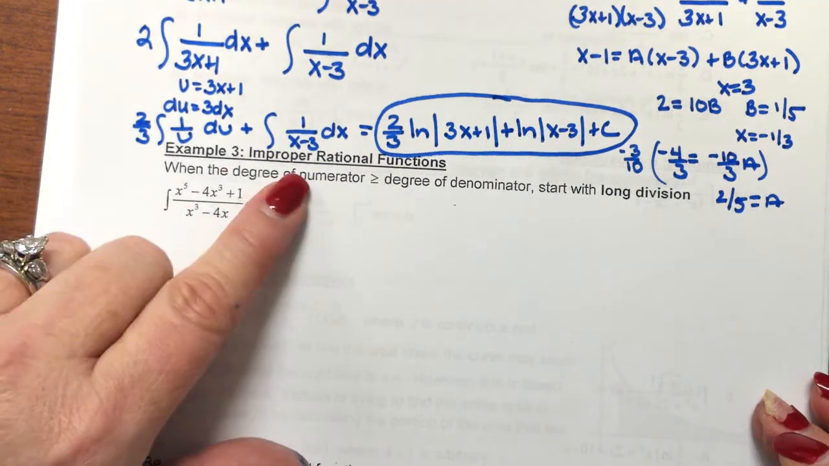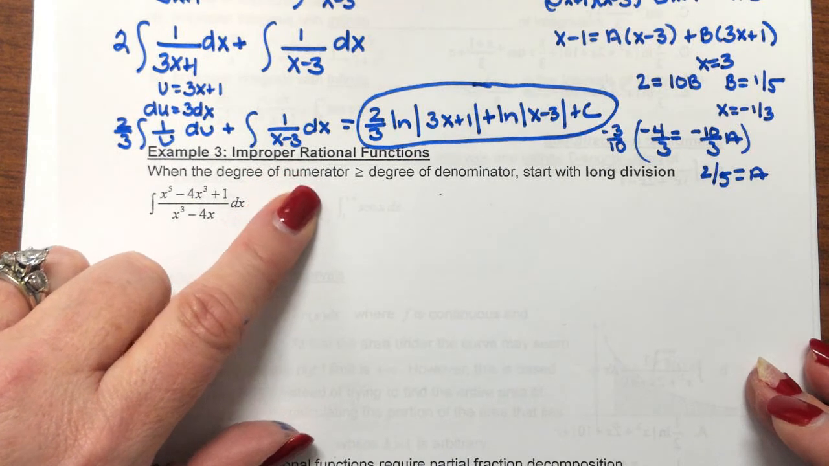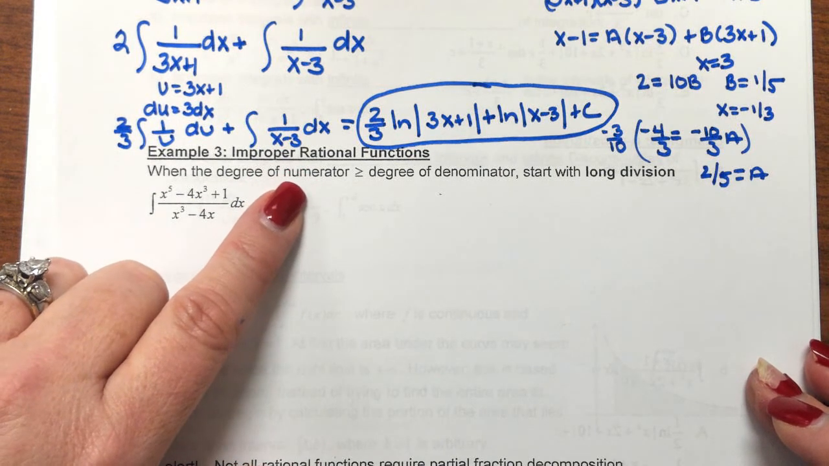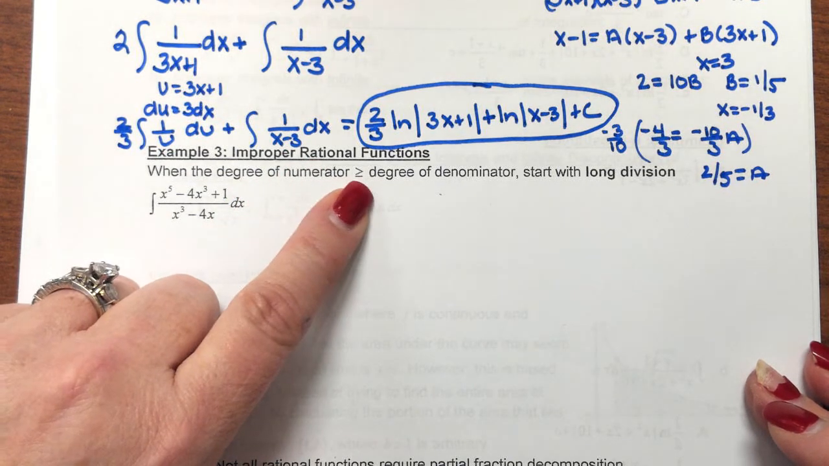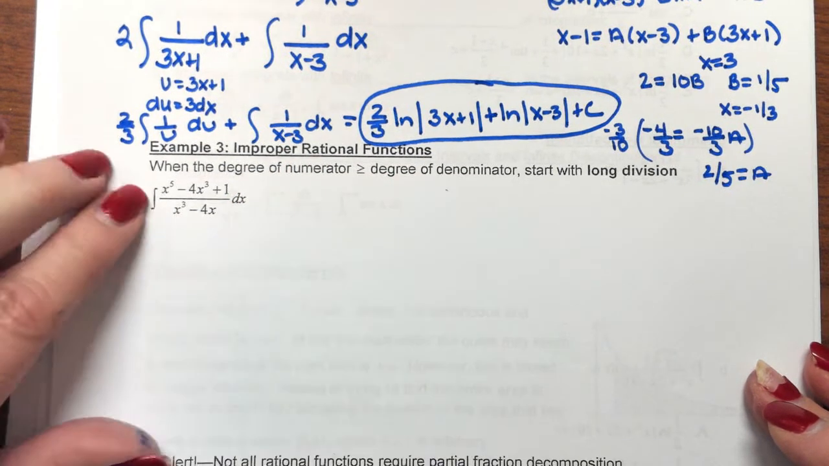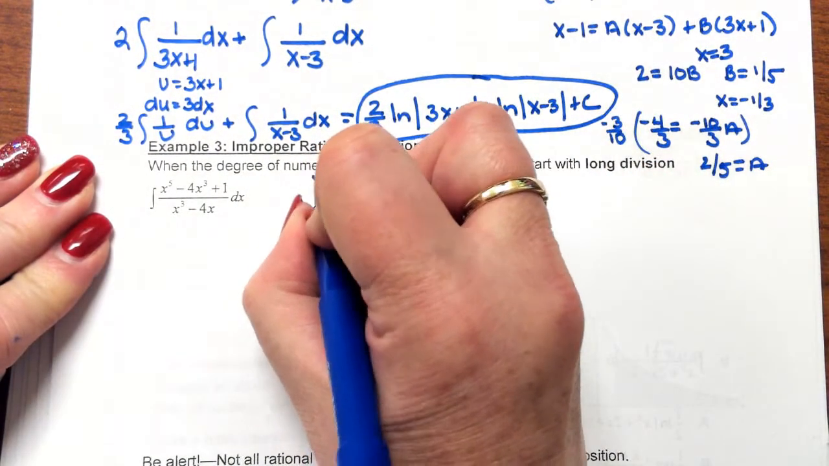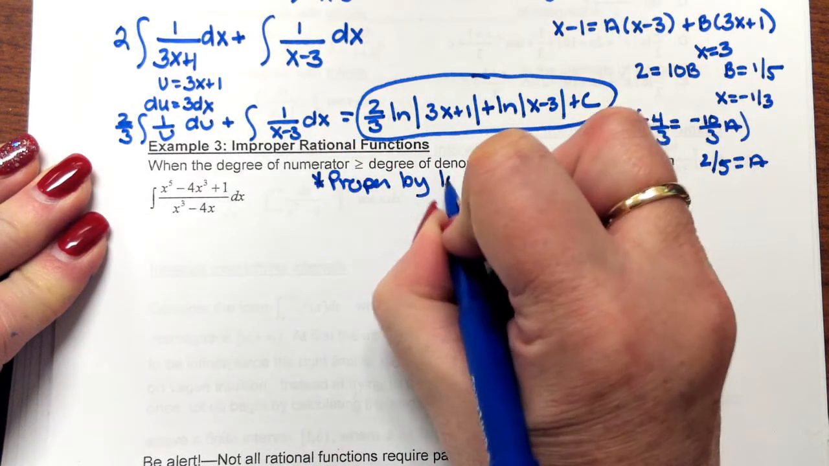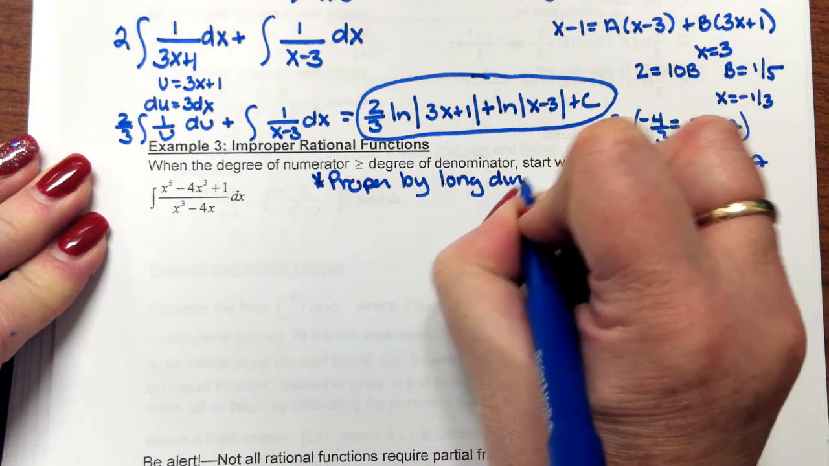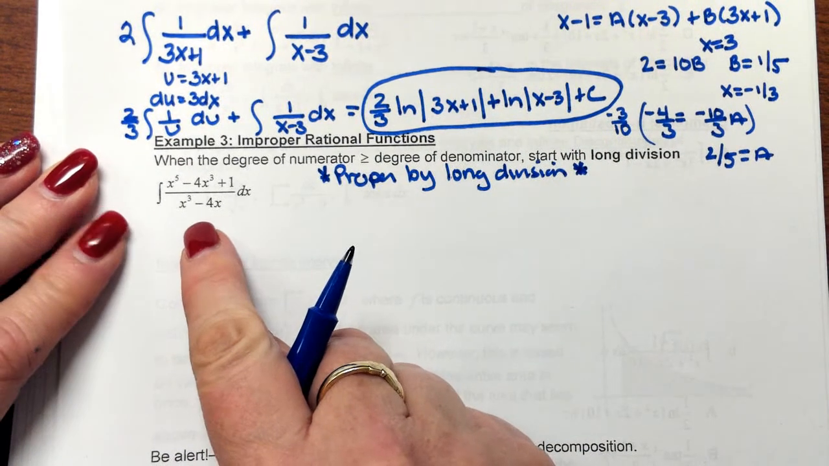Now, the thing you have to be careful of is when you have an improper rational function in your integral. Again, an improper rational expression is when the degree of the numerator is greater than the degree of the denominator. If you've got an integral where this is the case, you have to make it proper. You make it proper by using long division. So you want to make this a proper fraction by doing your division.